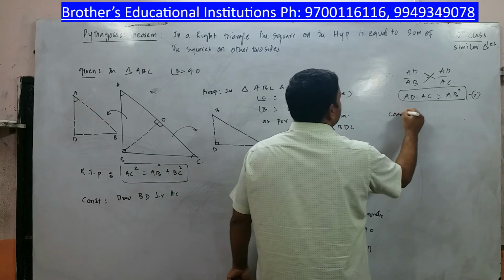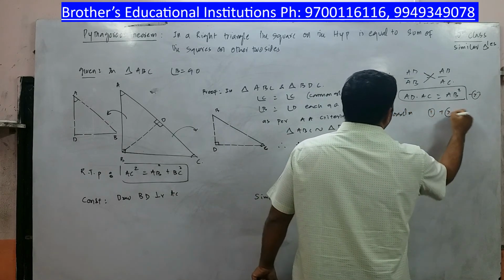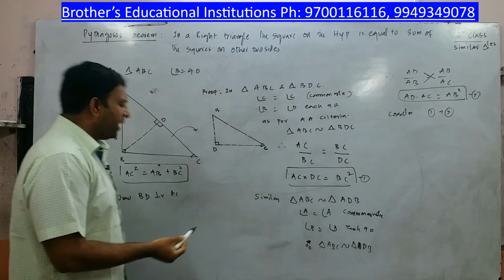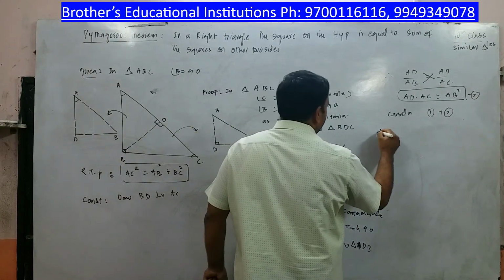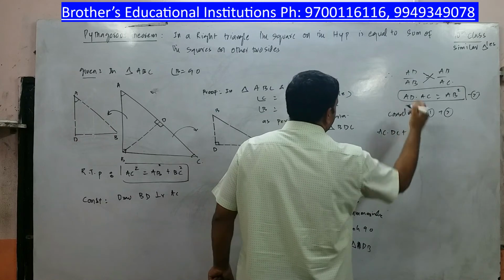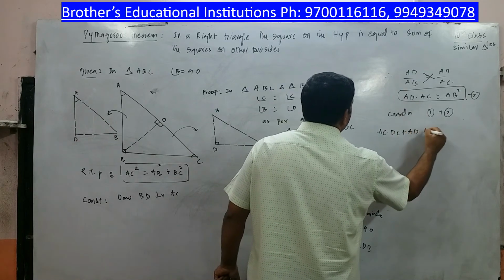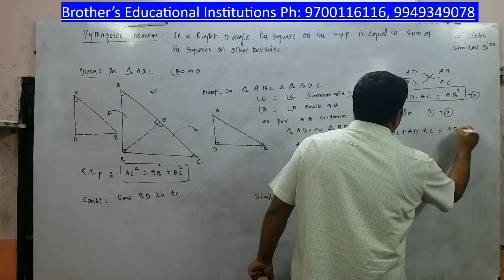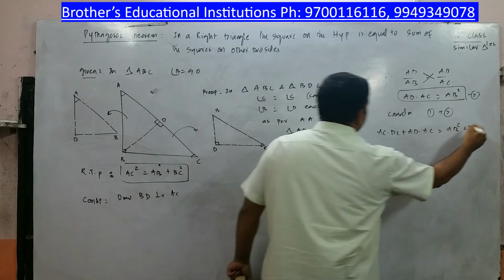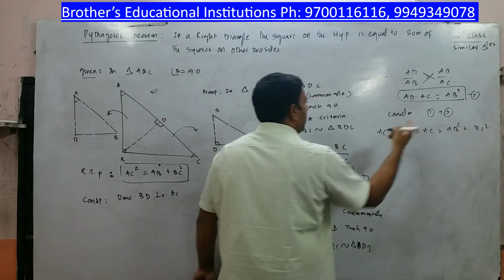I will say consider 1 plus 2. Let us add these two equations. So when I add these two equations, what is the first equation we have? AC into DC plus, what is the left hand side? AD into AC is equal to, what is the right hand side? It is AB square plus, what do you have here? BC square. Alright.